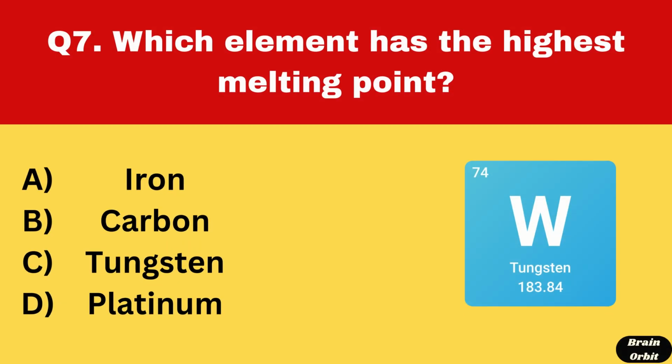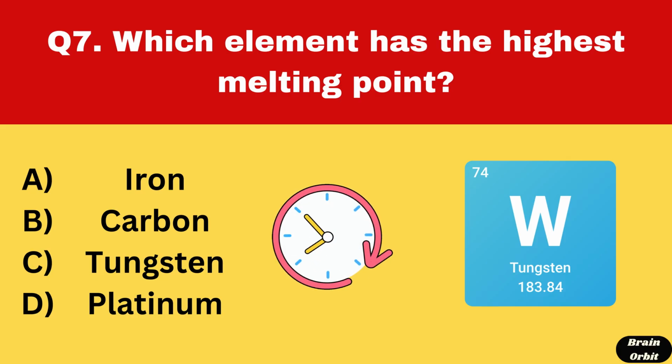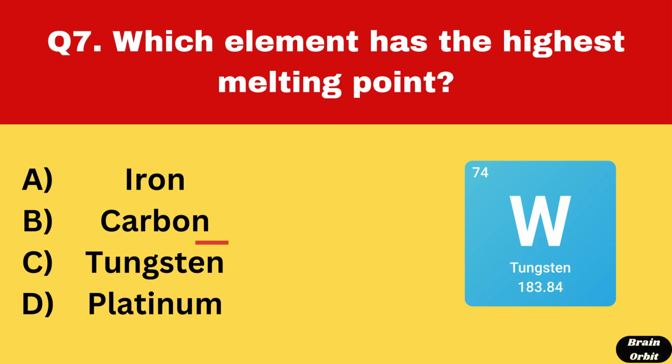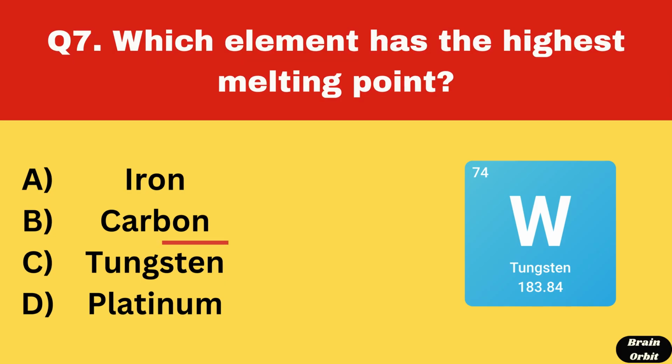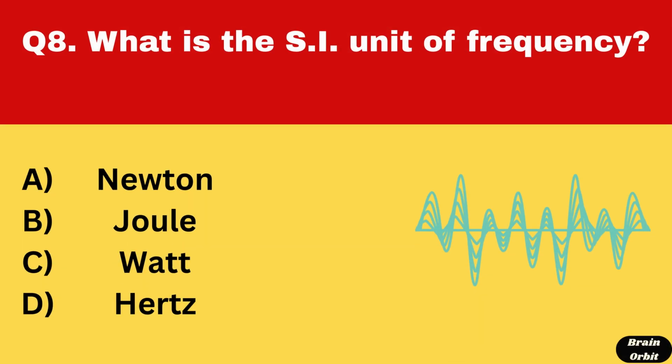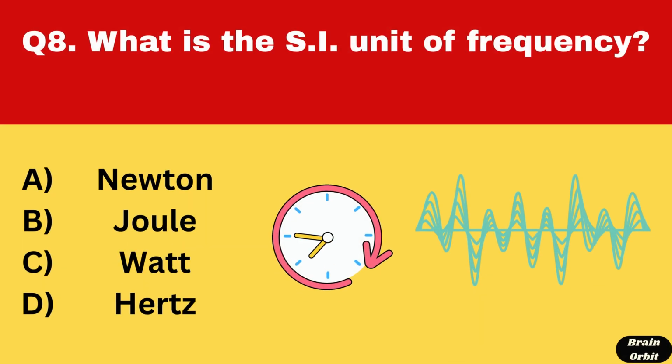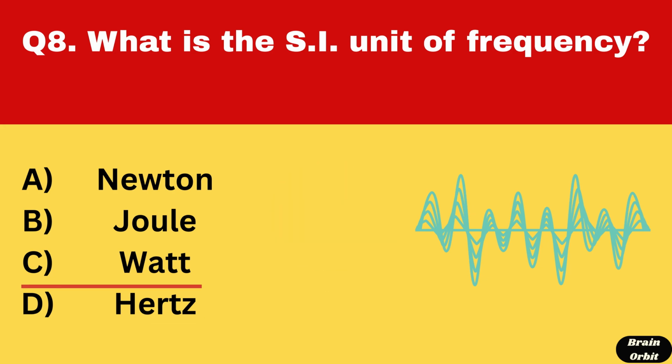Which element has the highest melting point? Right answer option C, tungsten. What is the SI unit of frequency? Right answer option D, hertz.